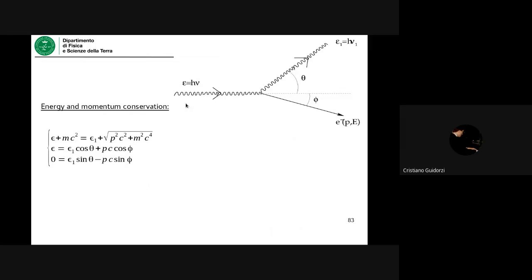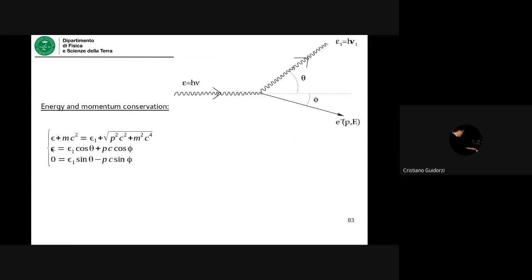As I said, concerning conservation of linear momentum, we are in a plane. So this is a vector equation. In a 2D vector space, it means just two equations. Let's consider the first one. The first one is the projection along the horizontal direction of the conservation of momentum.